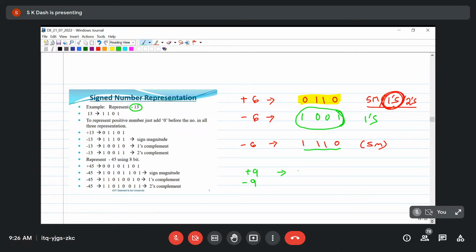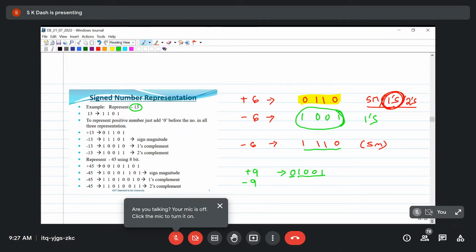1001. This is 9. You need to put 0 before that. Plus 9 is 01001. This one is the sign, and this one is the magnitude.